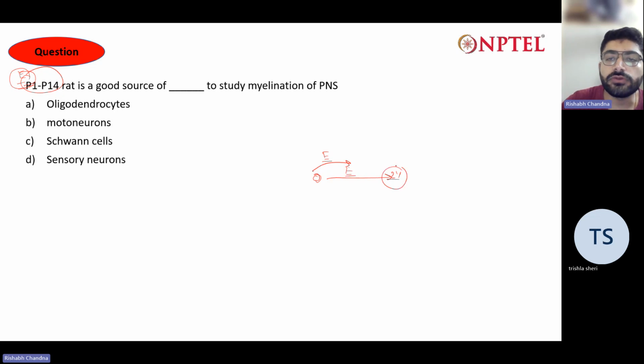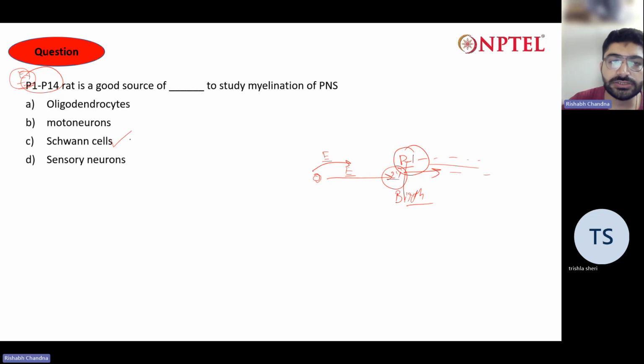And after 24, when the parturition happens, this is the birth. From here it will be considered as postnatal, that is after birth. So from here it will be P1 to the extent we are counting it. Okay. So from E1 to E14, rat is a good source of dash to study myelination of PNS. So here the correct answer is Schwann cells.